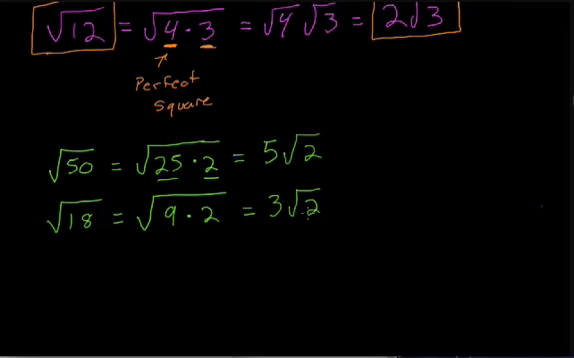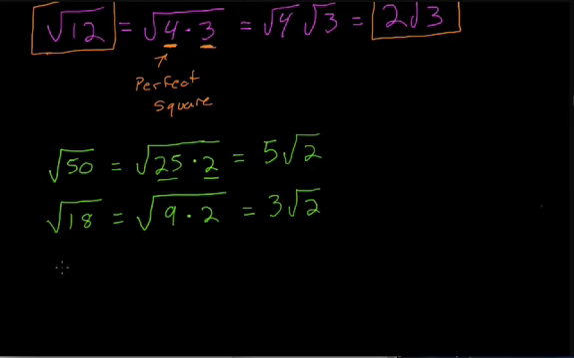And you can check all of these in your calculator. If you plug in the square root of 50, and then you plug in 5 times the square root of 2, you're going to get the exact same decimal. They literally are equal to the exact same value. It's just that this is the simplified version of that.